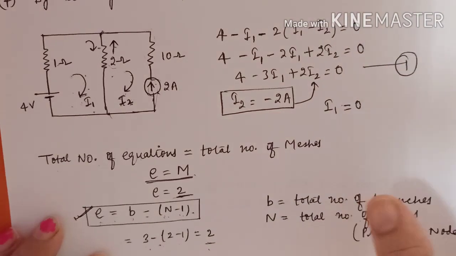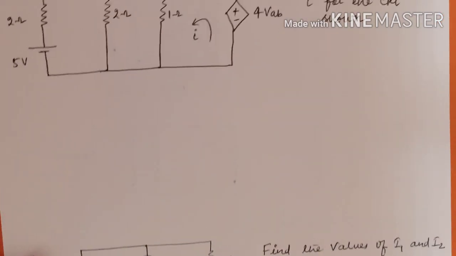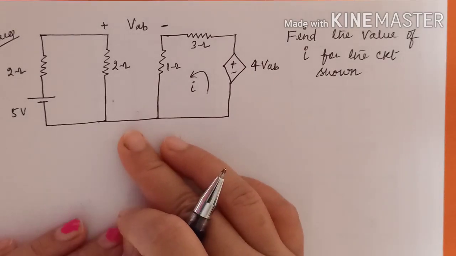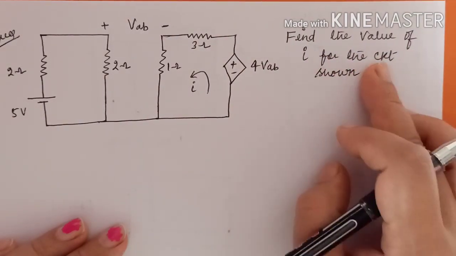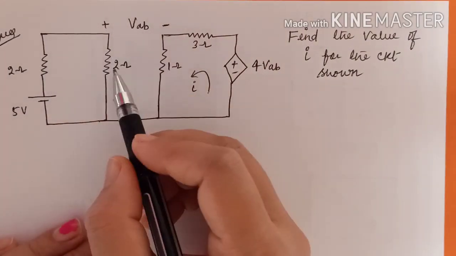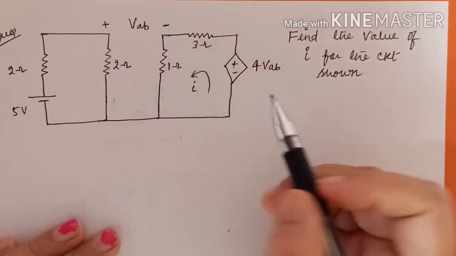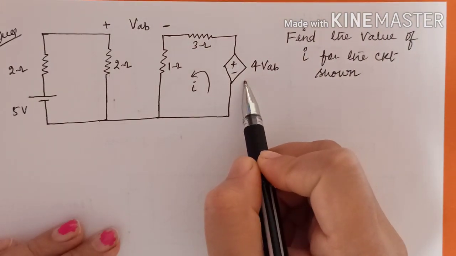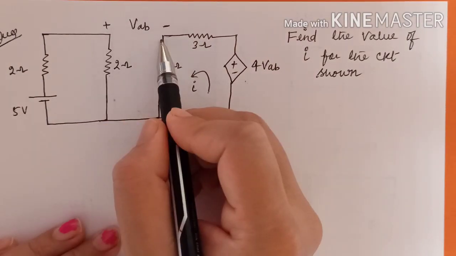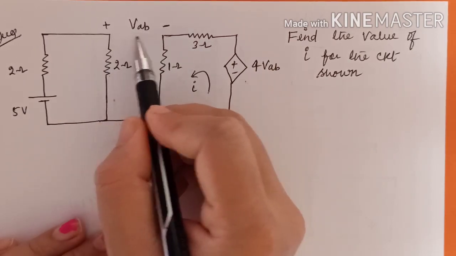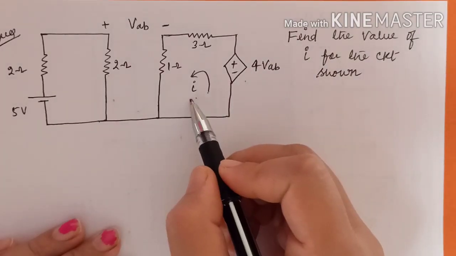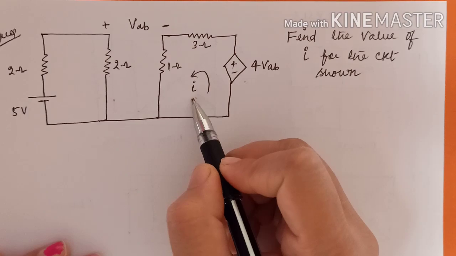Let's solve some questions based on the mesh analysis. For example, this question I have taken here. In this question you need to find the value of I for the circuit shown. So here a 5 volt battery is connected with a 2 ohm resistor, and here also a 2 ohm resistor, a 1 ohm resistor, a 3 ohm resistor, and one dependent source, and this dependent source depends on the voltage across these 2 points, and the voltage across these 2 points is VAB, it is given, and the current is given as I. So you have to find the value of this current. Clear? So let's apply the mesh analysis.